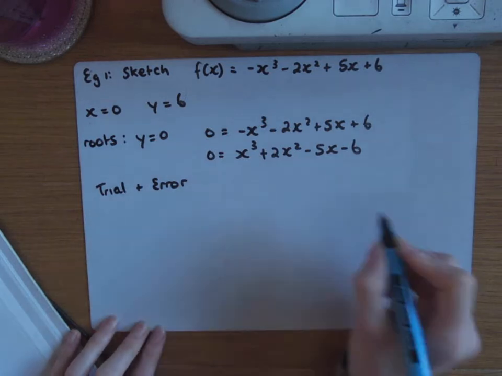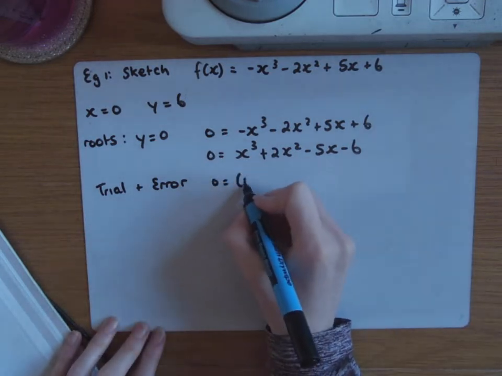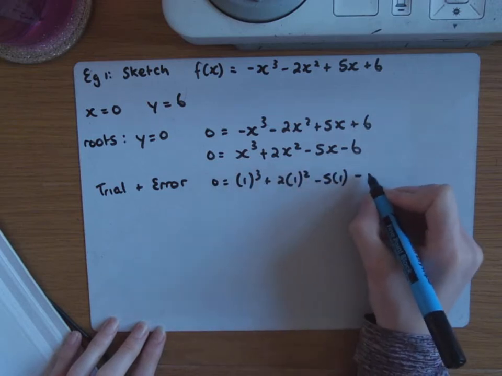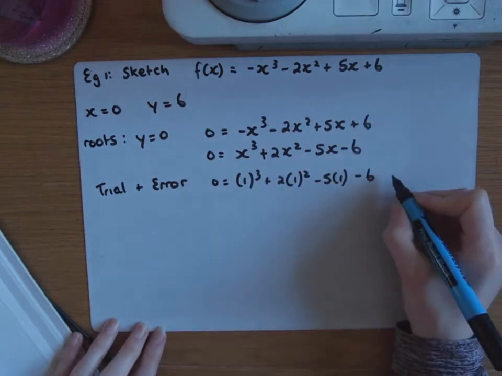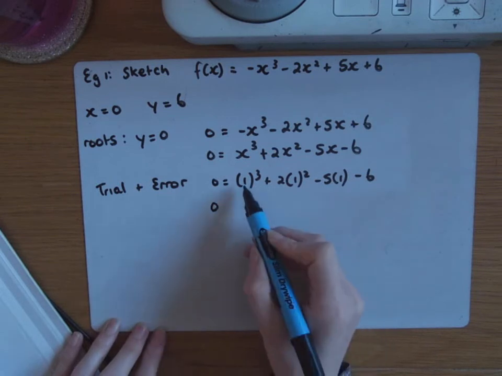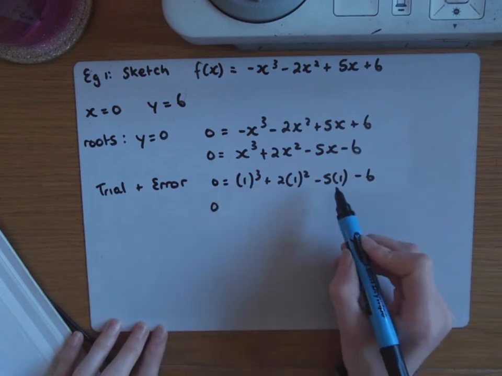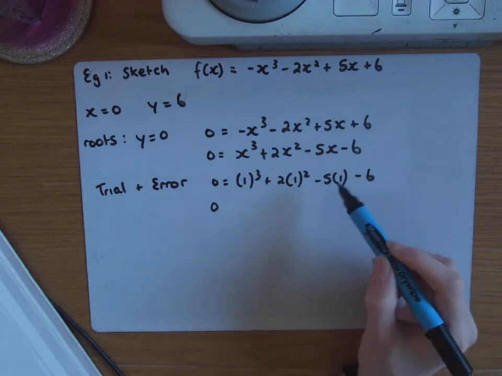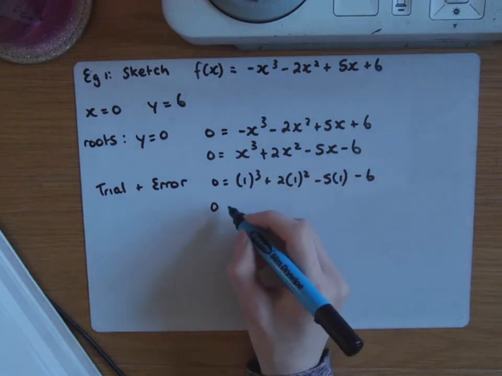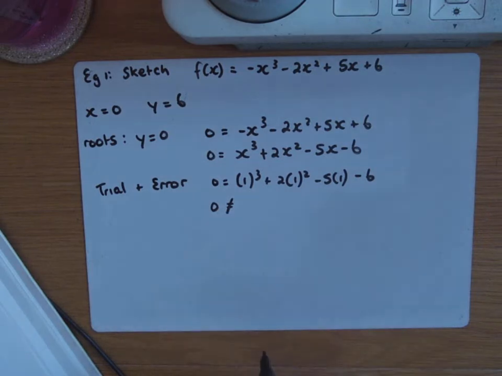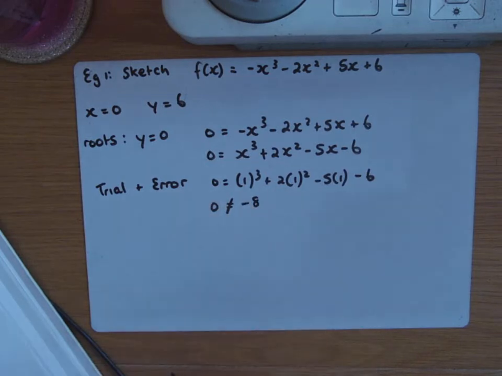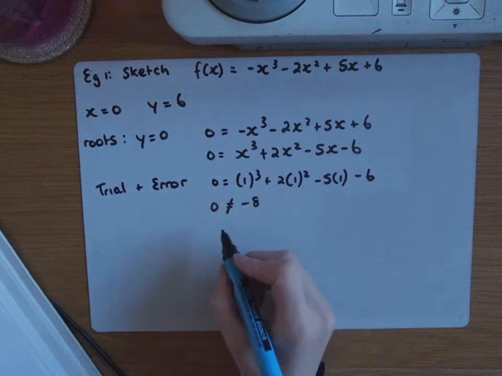So we'll fill in 1 first of all. So 0 equals 1, 1. Okay? And I get 1 plus 2 is 3. 3 take 5 is minus 2. Minus 2 minus 6. Right, well that's not equal to 0. Okay? So that means 1 isn't a root. Okay? Let's try minus 1.